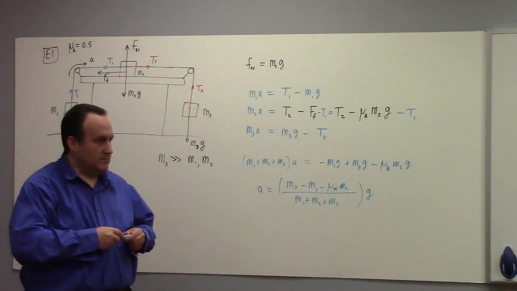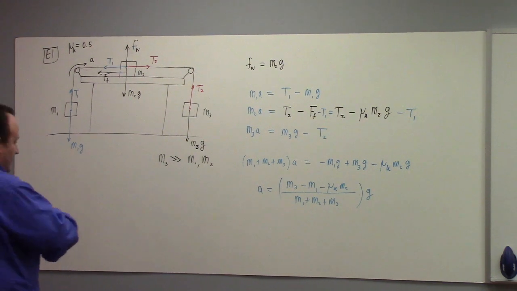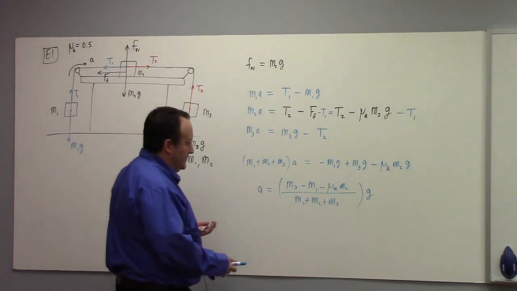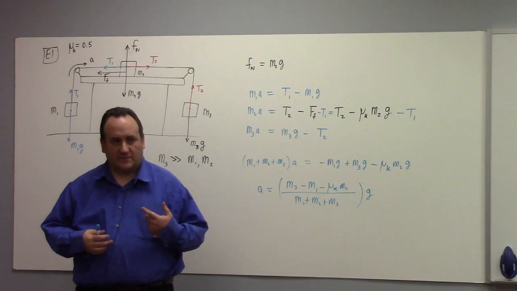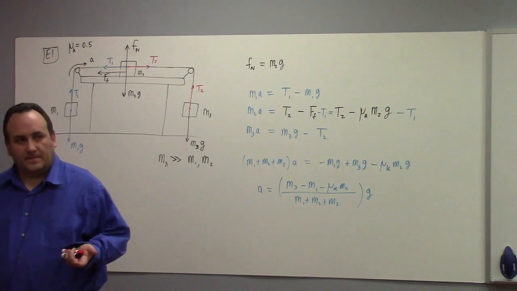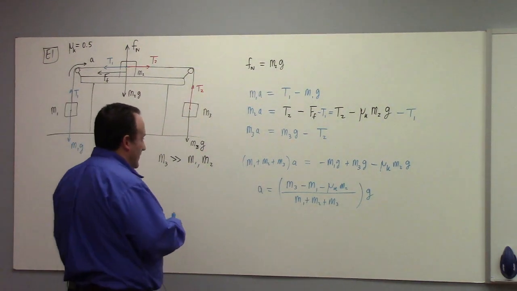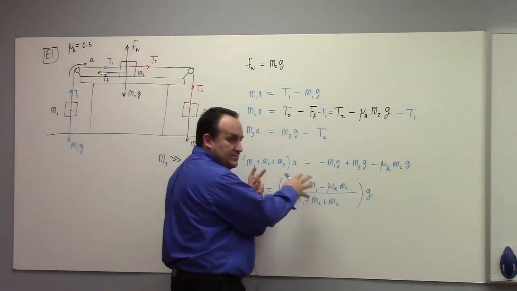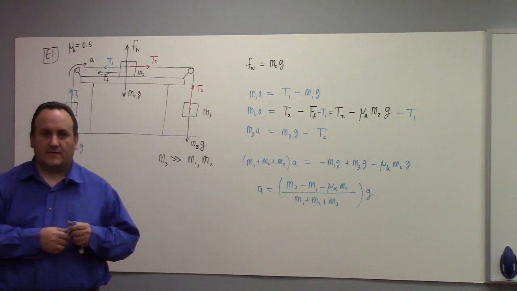If you can imagine M3 being much larger, if mass 3 is really colossally larger than mass 1 and mass 2, this formula just collapses to g. The mass 3 is essentially in free fall. That makes sense. On the flip side of things, if the mass of 1 and 2 is comparable to 3, this will get much smaller. That also kind of makes sense.